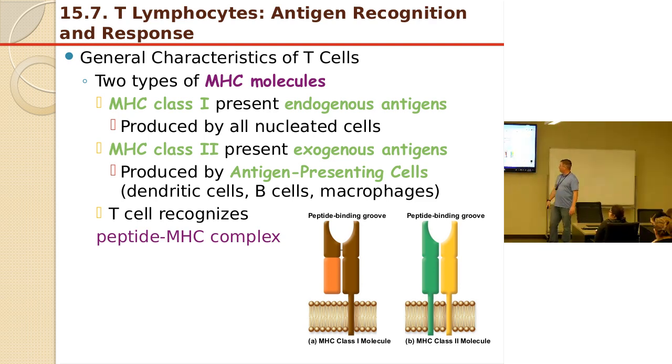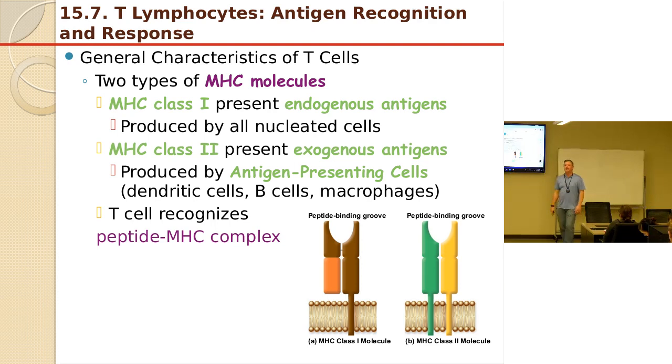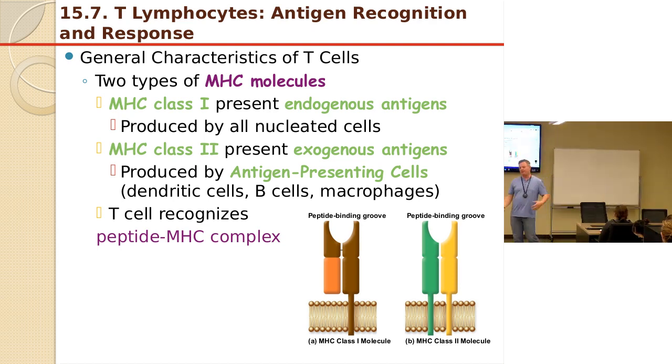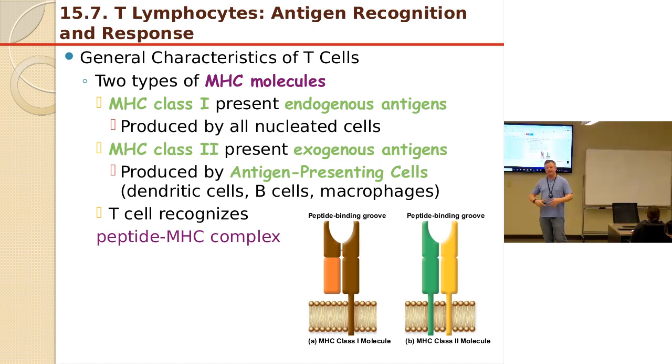MHC class 2s present exogenous antigen, so outside the cell. When we talk about endogenous and exogenous, endo means inside the cell, exo means outside the cell. MHC class 2s focus on antigens outside the cell. MHC class 1s focus on ones inside the cell. So what is an antigen on the outside of the cell doing? Think about bacteria. Bacteria is too big to get inside the cell, and so it's going to be floating around in our blood vessels. It's going to be floating around in tissue. It's not inside an actual cell. It's in the outside cell areas.